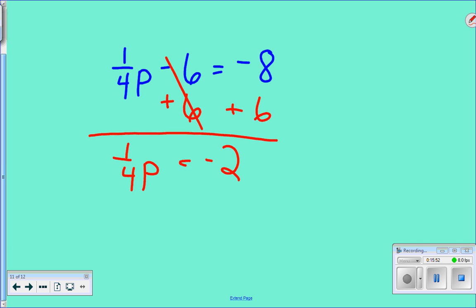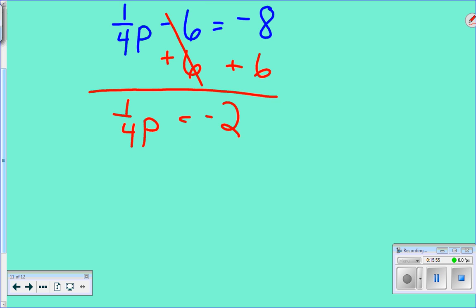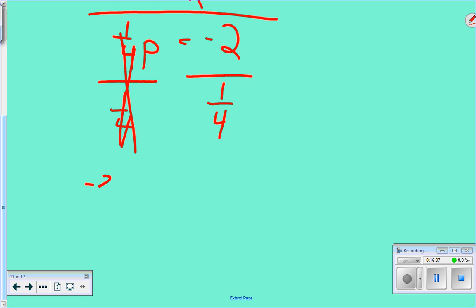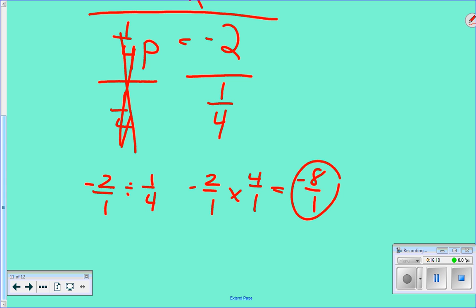This is where it gets a little tricky. Not so much, though, because you did this yesterday. Divide by 1/4, right? I'm going to divide by 1/4. So it's -2/1 divided by 1/4. It's really -2/1 times 4/1, which is -8/1. It's really not hard, because you've done that last part yesterday and a few days before that, so it shouldn't be too out of your brains.